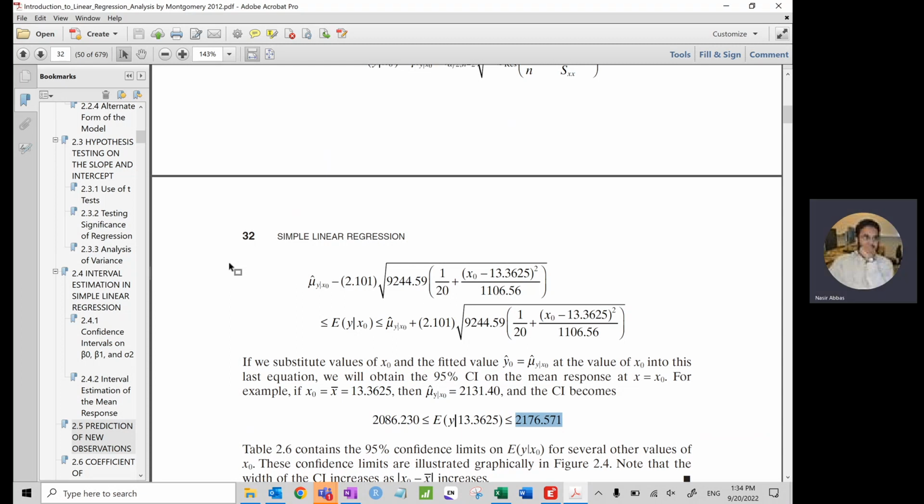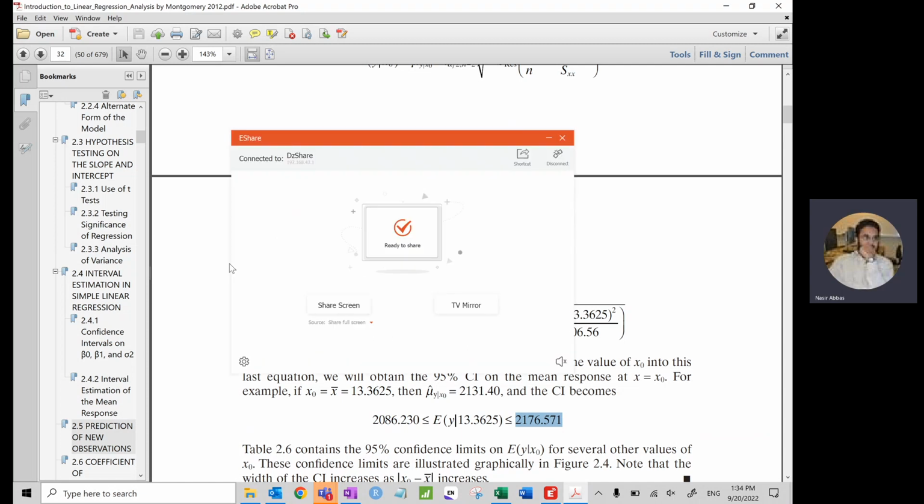Then sigma square. This MSE is the variance of y. This is an estimate for the variance of y. You cannot play around. Whatever is the variance of y, it is the variance of y. You can't do anything about it. This is just an estimate of that variance. It is what it is.